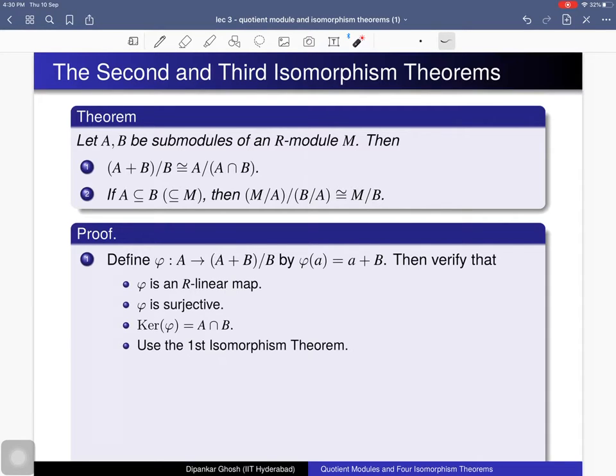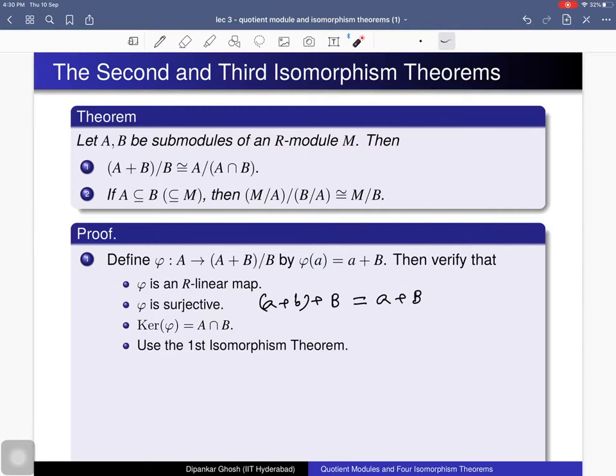Why is it surjective? Because any element of this quotient module looks like (a+b) modulo B, and this is the same as the equivalence class of a only, because this b is an element of B. In other words, the difference between this and this is b, and that is an element of this submodule B. So this phi is surjective.